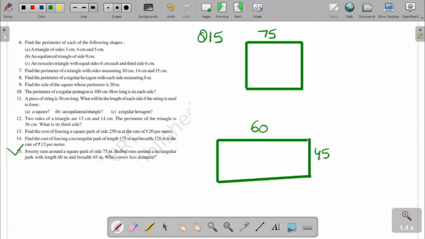So what we have to do is find the perimeter of both the figures and see who covers less distance. Whichever is less will cover less distance. In 15, perimeter will be 4 into side, since this is the square, so that is 4 into 75, or 300 meter.